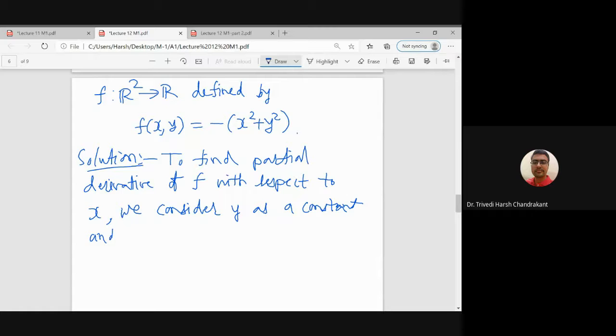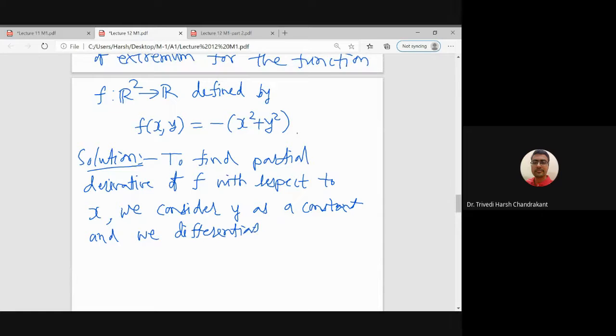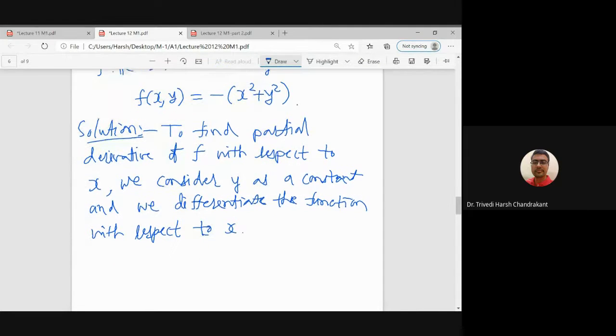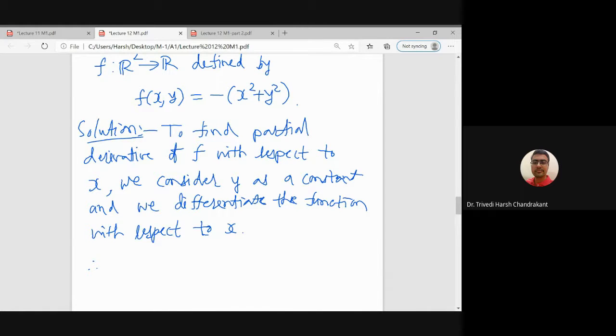And we differentiate the function with respect to x itself. So what is our function? Function is f of xy. Because we are finding the partial derivative with respect to x at the point x comma y, we simply differentiate the function with respect to x by considering y as a constant.